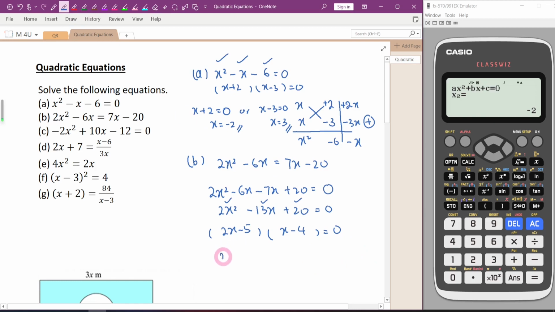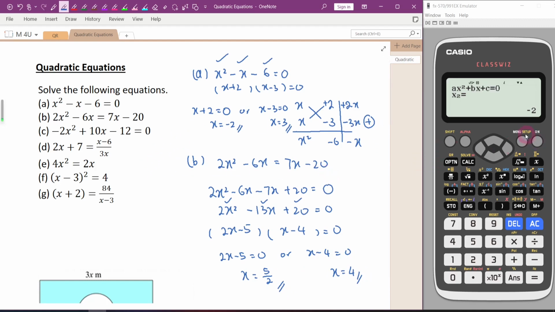Now, I know that 2x minus 5 is equal to 0, or x minus 4 is equal to 0. x is equal to 5 over 2, and x is equal to 4. These are the two answers for this question.